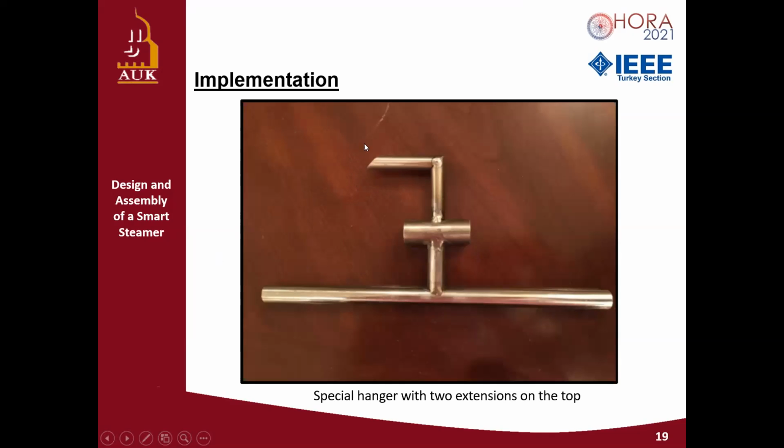As you can see here, we have the upper extension that is connected to the main chain. And here we have the lower extension that connects to the arm in order to remove the clothes to the waiting room.